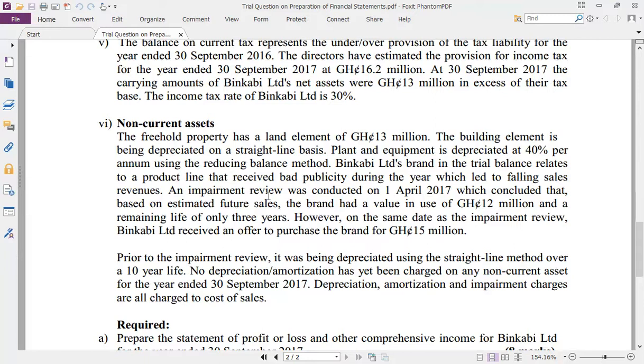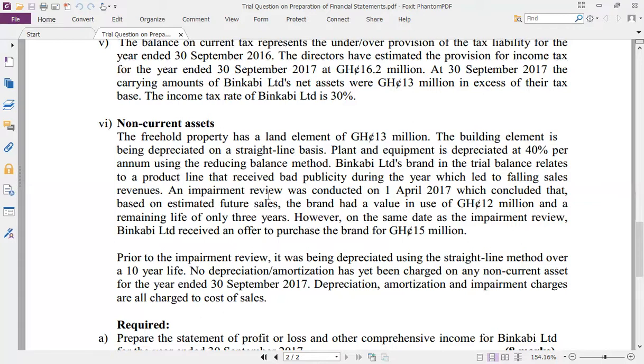Let's continue. Prior to the impairment review, it was being depreciated using the straight line method over a 10-year life. No depreciation or amortization has yet been charged on any non-current assets for the year ended 30th September 2017. Depreciation, amortization, and impairment charges are all charged to cost of sales, as we said. Basically, that is it. Now, let me summarize note 5. Note 5 has about 3 to 4 issues in it. Let's take our time and summarize it.